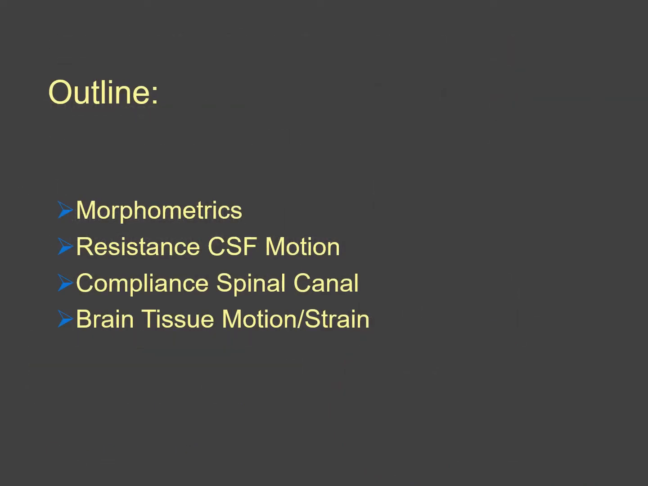An outline of my talk is broken down into 4 categories: morphometrics, resistance to CSF motion, compliance in the spinal canal, and brain tissue motion and strain. I'm going to start off with morphometrics.